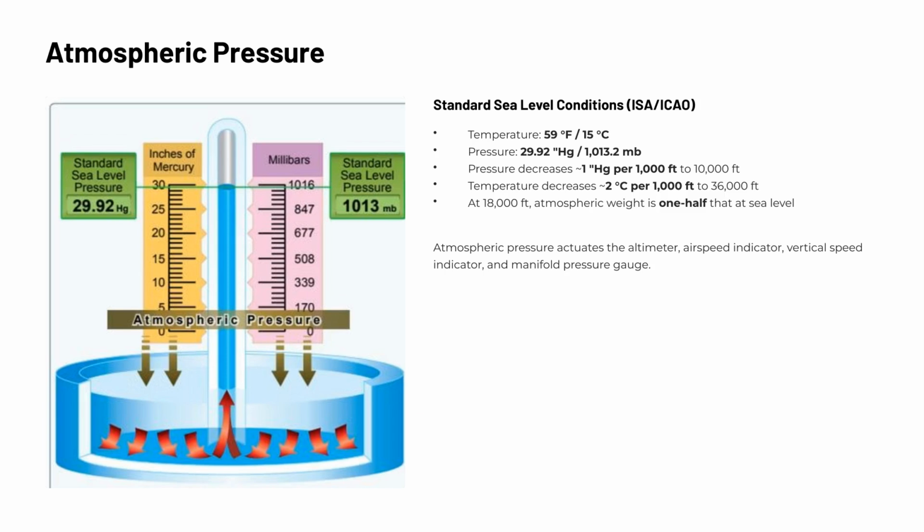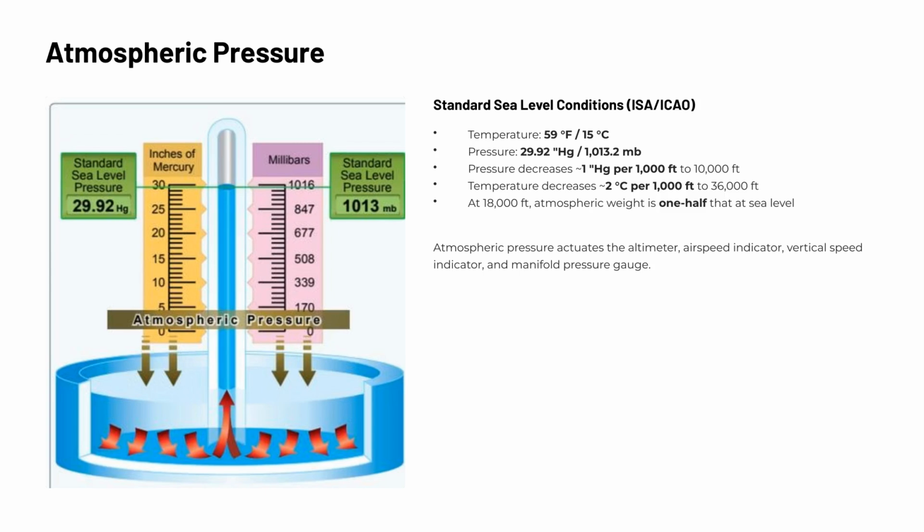As altitude increases, both pressure and temperature decrease in predictable ways. Pressure drops approximately 1 inch of mercury for every 1,000 feet of altitude gain up to 10,000 feet, while temperature decreases roughly 2 degrees Celsius per 1,000 feet up to 36,000 feet. A critical reference point to remember is 18,000 feet, where the atmosphere contains only half the weight, and therefore half the pressure, of sea-level air.